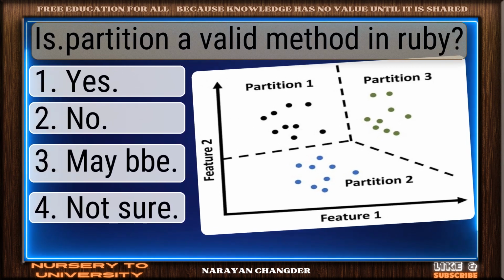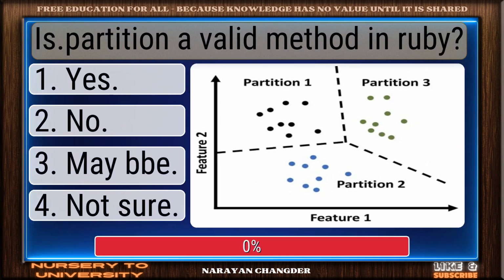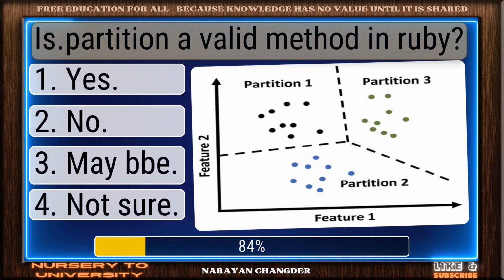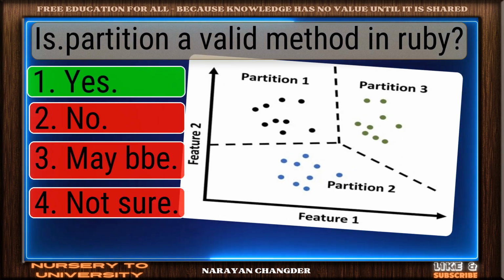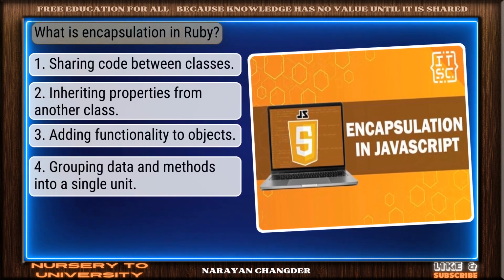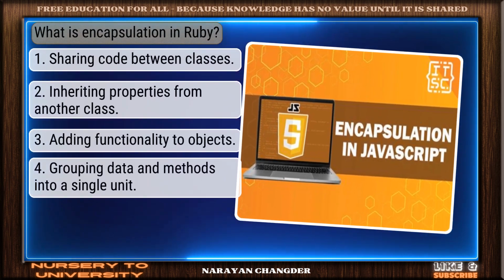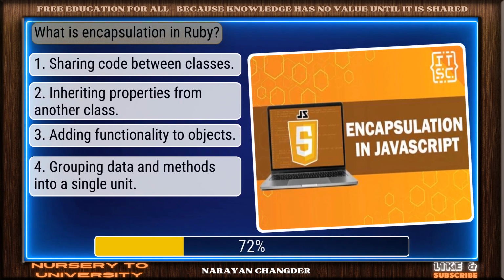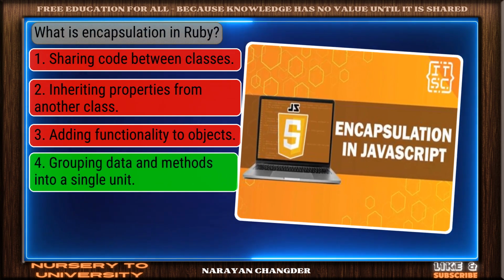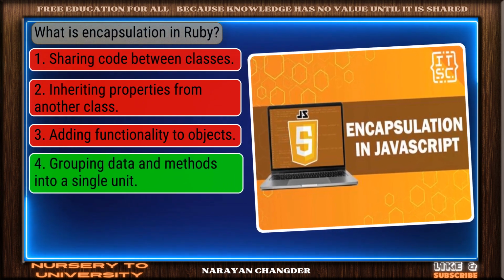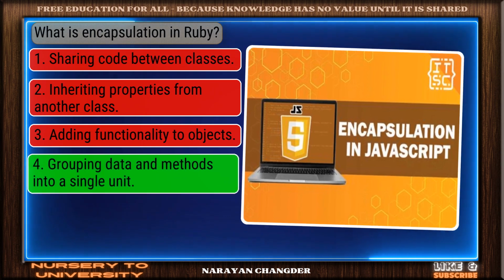Question number 29. Is partition a valid method in Ruby? Correct response. Yes is the most accurate answer. Question number 30. What is encapsulation in Ruby? You got it. Your choice, grouping data and methods into a single unit, is right.